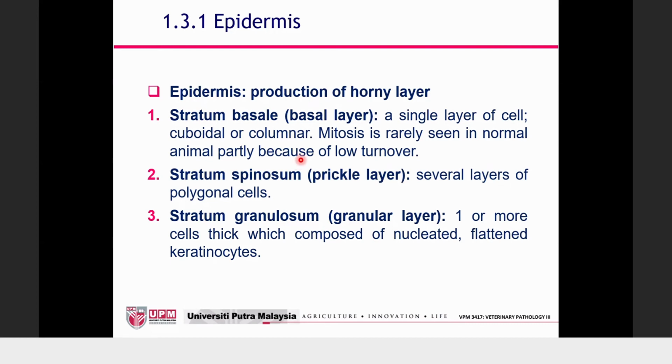Usually it is made up of a single layer of cells, sometimes cuboidal, sometimes columnar. Mitosis is rare. It's seen in normal conditions because of the low turnover rate. Usually from stratum basale to stratum corneum, the whole duration is about 1 month. Okay, normal. But in certain skin diseases, the process might be a bit faster. So then you would see a higher rate of mitosis because the skin needs to regenerate much faster.